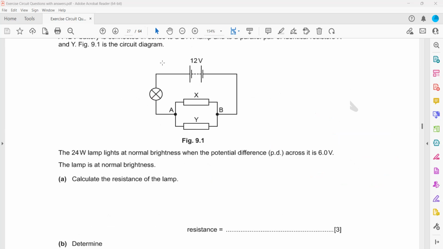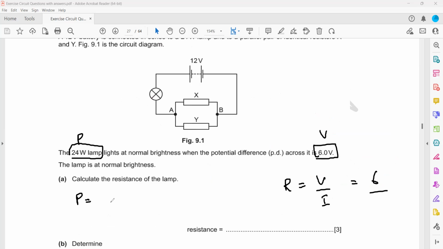Calculate the resistance of a lamp. To calculate a resistance, we have to use a ratio between voltage and current. We have the voltage, which is 6, but we don't have the current. So how to work out the current? We have the power of the lamp and we have the voltage. So using power equals voltage times current, we'll first find the current.